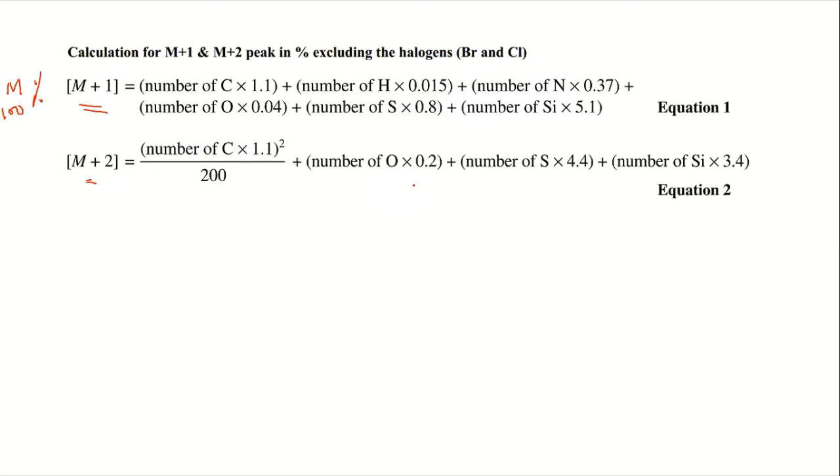So you look at, there is no calculation based on nitrogen, because nitrogen, when you go for the second isotope, you have the 14 and 15, right? 14 and 15. So that's why it can contribute to the M+1, it cannot contribute to the M+2.